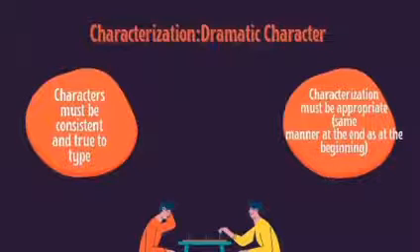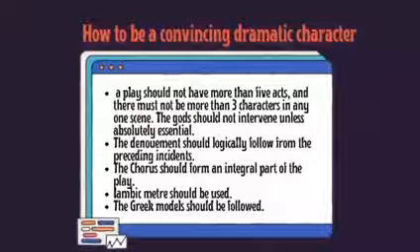The next topic is about how to be a convincing dramatic character. First, a play should not have more than 5 acts, and there must not be more than 3 characters in any one scene. The god should not intervene unless absolutely essential. The denouement should logically follow from the preceding incident. The chorus should form an integral part of the play. Iambic meter should be used. The Greek models should be followed. To achieve excellence, the poet must read the Greek masters by day and think of them by night.